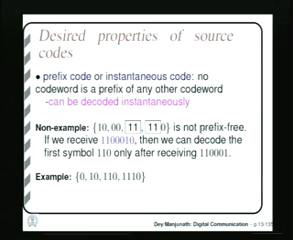So, the prefix codes are the best among these 3 classes. All these are desired properties, but prefix code is uniquely decodable. So, it is also non-singular.